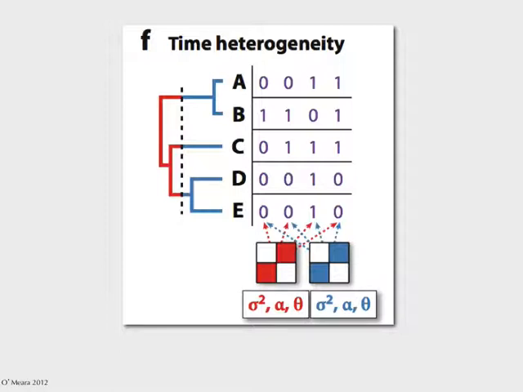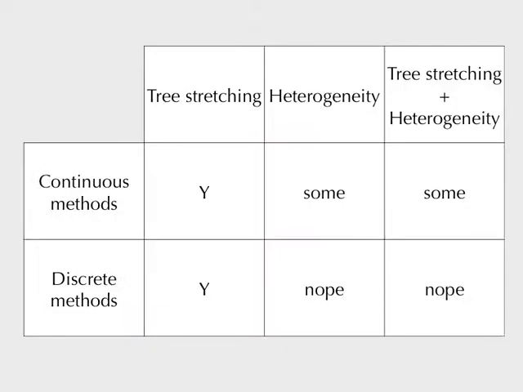We can also do time heterogeneity. That doesn't get one doing much yet. We can do pre and post KT models. Hence, we have state of the field, right? So, you can end up combining all of these, right? So, tree stretching, you can do that for both continuous traits and discrete traits. Heterogeneity, some sort of continuous, not much for discrete yet. There's a little bit, not very much. Both of them combined, some here, not much here.